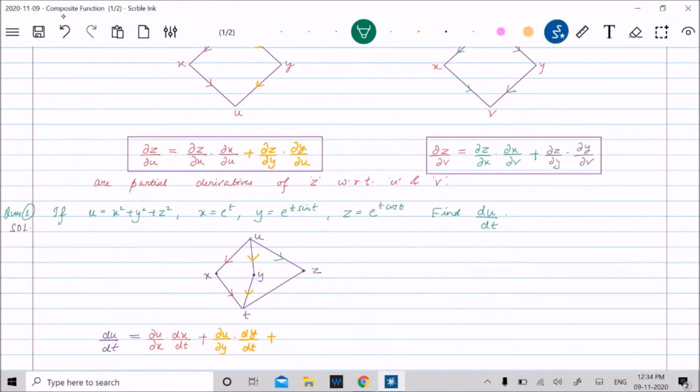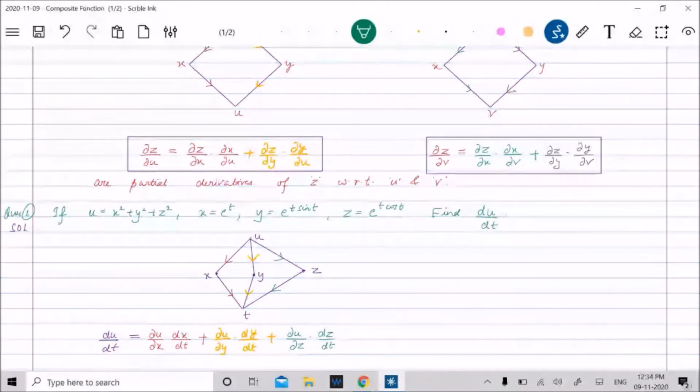First is this, we'll write del u by del z, because u has to be partial, multiplied with dz by dt, and this will be represented by this arrow, right? Is it clear to all of you?